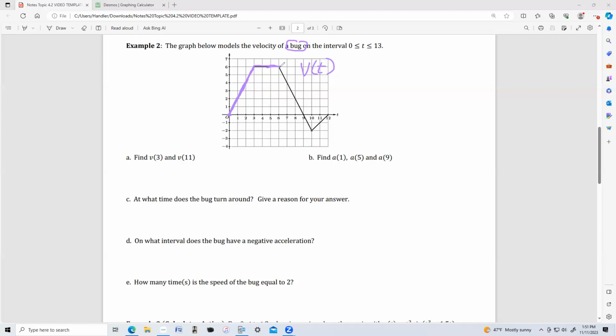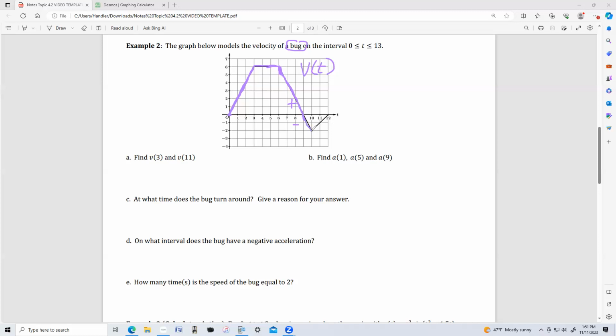At 6 seconds, it's still moving to the right because we're in the positive y values. We still have positive y values, so it's still moving to the right, but it's slowing down because we're approaching a velocity of 0. So when the slope here of velocity is negative, it's slowing down and heading to a velocity of 0. And now we're switching from positive velocity to negatives, so it turned around. So now in these negative velocities, the bug turned around and is heading left.